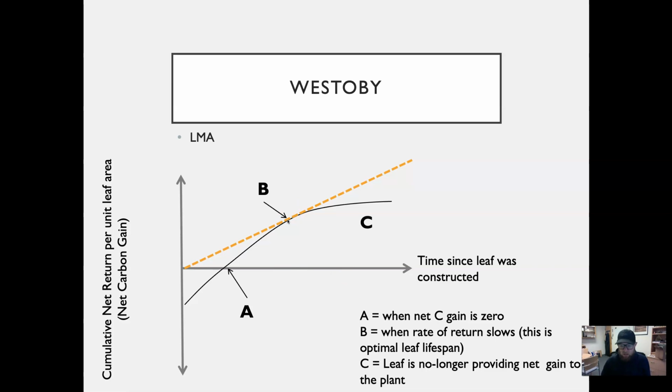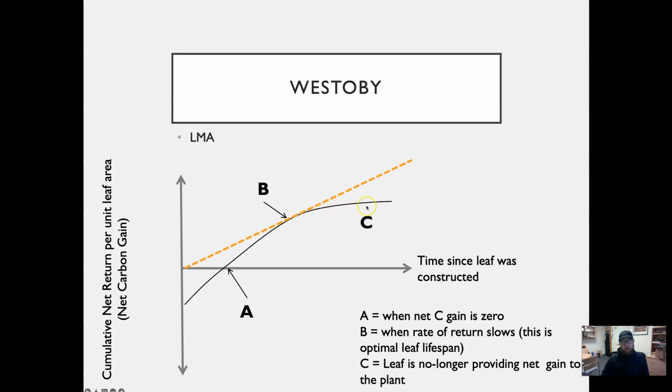So when that rate starts to slow is at point B, and that's about when we think of a leaf as reaching its optimal lifespan. Because after that point, it's not adding a lot of new carbon back to the plant. At point B, maybe it adds a little bit more carbon, but at some point it's going to become a carbon sink, or other leaves are going to have to support that leaf and add carbon to the plant. So this is a point where we would expect a leaf to be senesced from the tree. And C is where this curve plateaus.